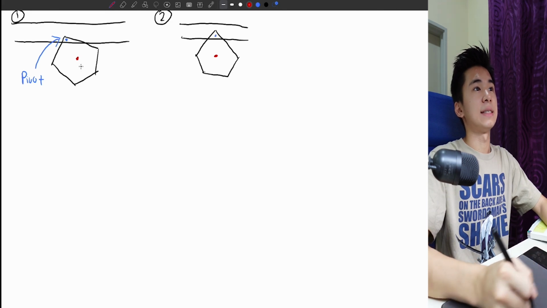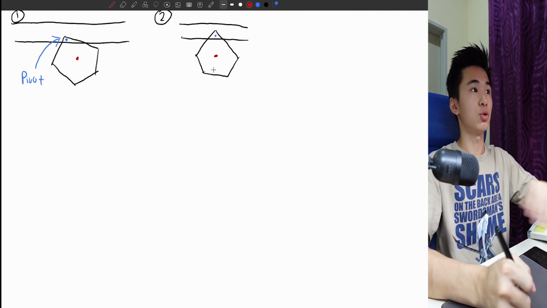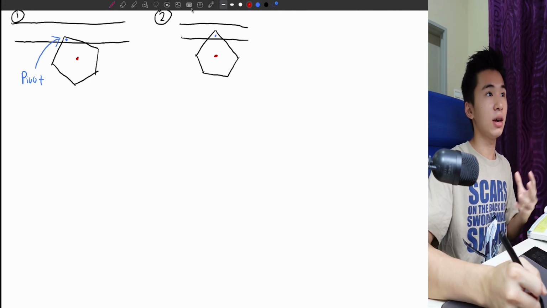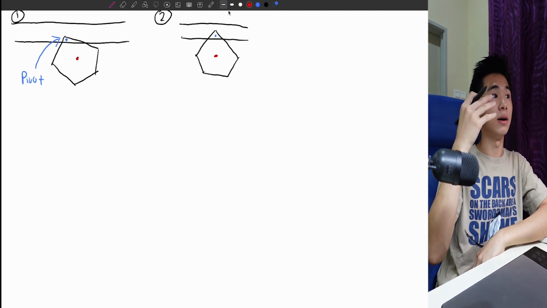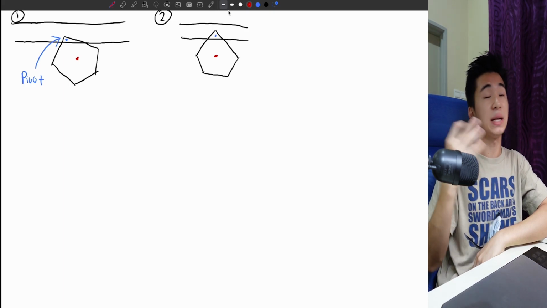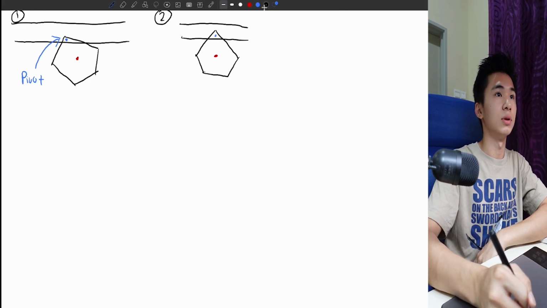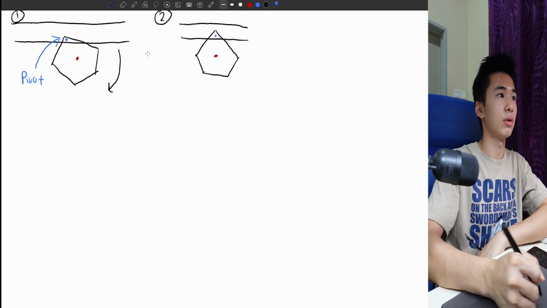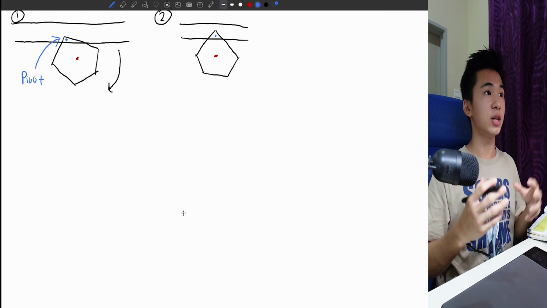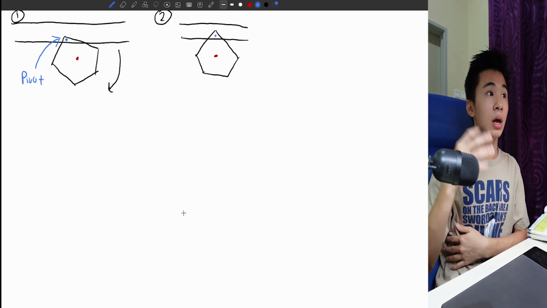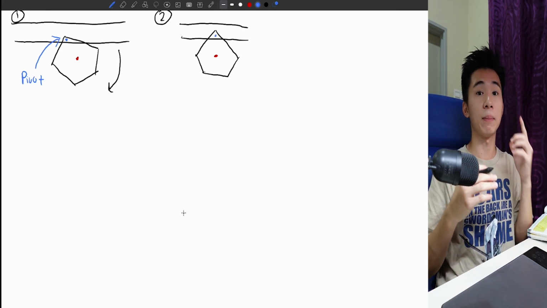So what did you realize? So what can you see for this picture number one and picture number two? Picture number one is when you hang it, and as soon as you release your hand, the pentagon card has a turning effect of clockwise movement. The reason is because whenever you hang an object, the object will try to move the position of the center of mass below the pivot. This occurs only if you have one pivot point.